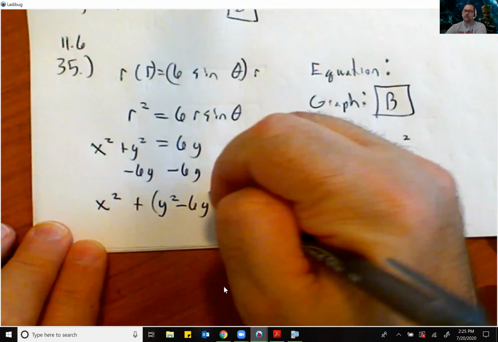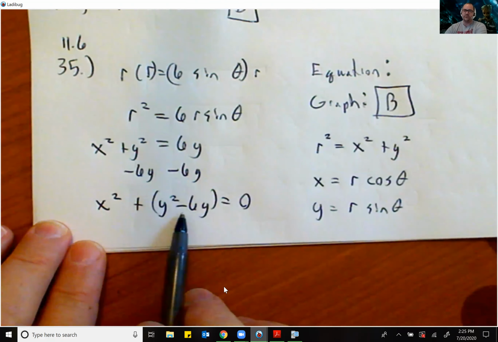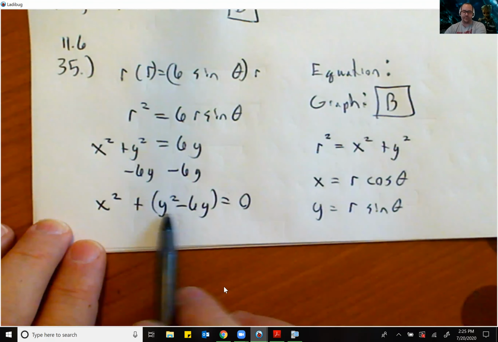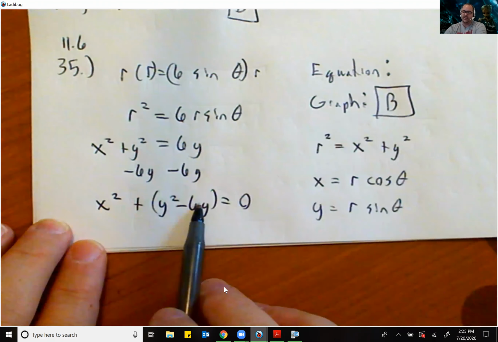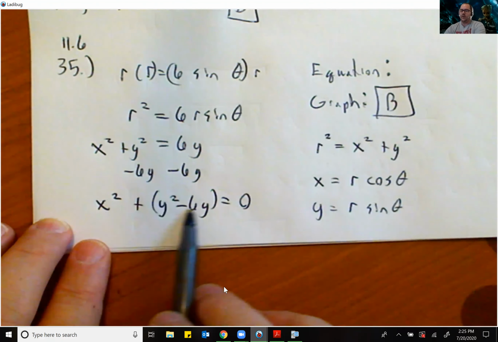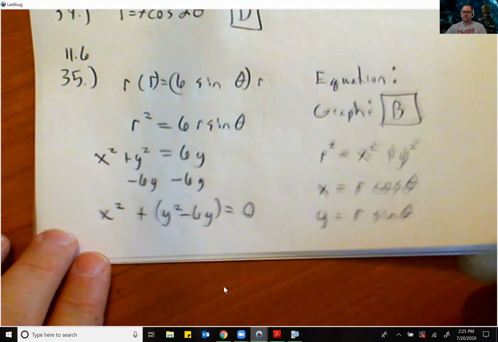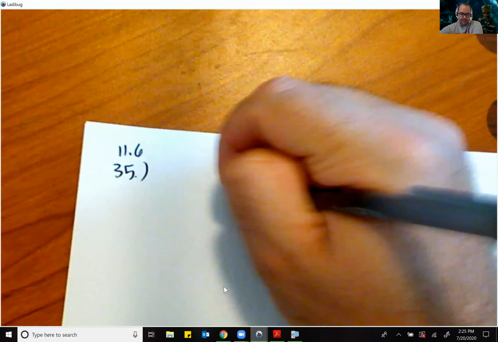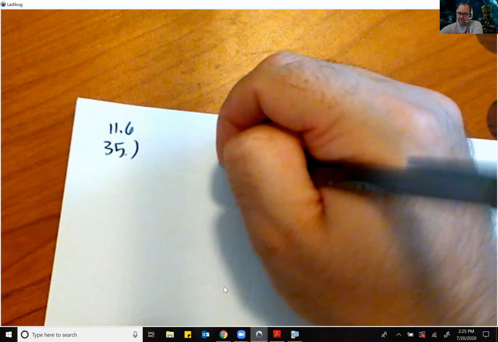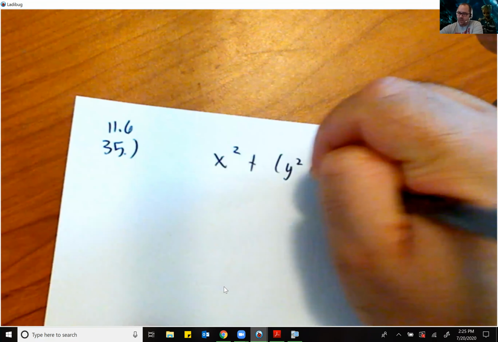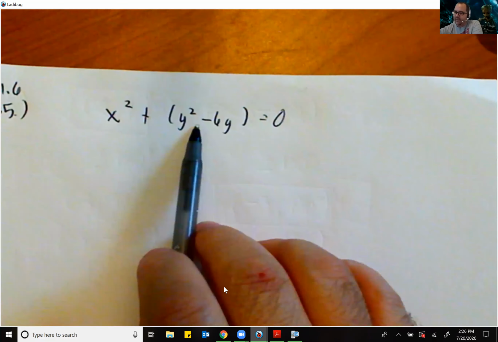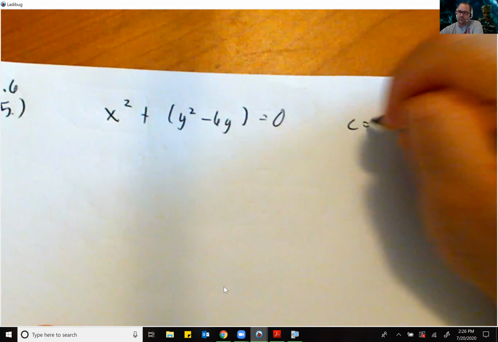This piece right here, you're going to complete the square on. Those of you going into pre-calculus, completing the square is going to be important for you. Okay, so this right here, you're going to complete the square on. In order to complete the square, you need to turn that piece into something that is factorable. So we had x squared plus y squared minus 6y equal to 0. We want to make this factorable. So how do we do that? We're going to find a c value that we can force in here.